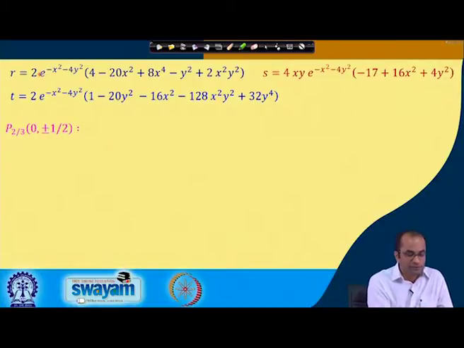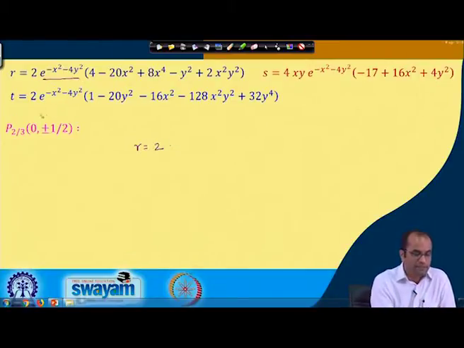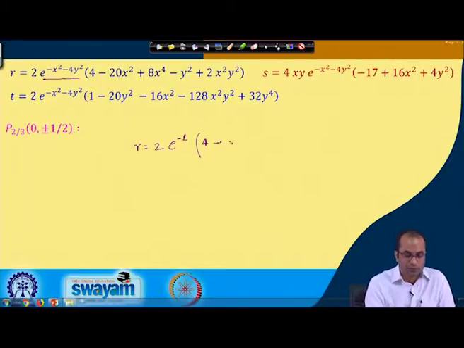So, in this case we need to again compute this r. x is 0, so these terms will give 2 times the exponential function with x equal to 0 and y square equal to 1 by 4, so here you will get e power minus 1. Then here we have 4, minus, this is 0, here also 0, x is there, only this y square term will survive. So here we will have 1 over 4, and then here again x will become 0.